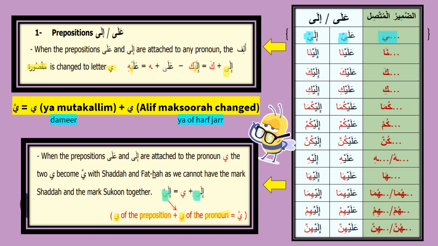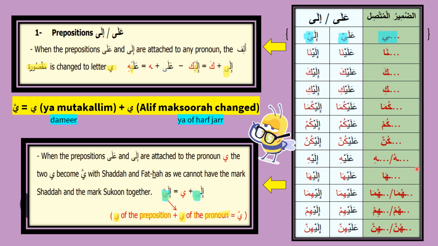Now, attaching the pronouns with the harf jars, the first two harf jars here are ala and ila. Why have they been taken together? Because both of them have a similar letter, that is the alif makhsura. Here can you see the alif makhsura at the end of ala and ila? So both of them have alif makhsura. Now remember, first of all, when you attach the pronouns with the harf jars, there is a different rule with the ya mutakallim. This has a separate rule and all the other pronouns have a separate rule.